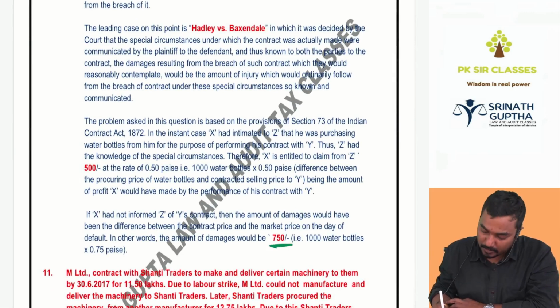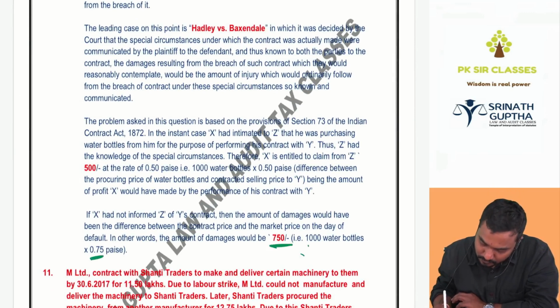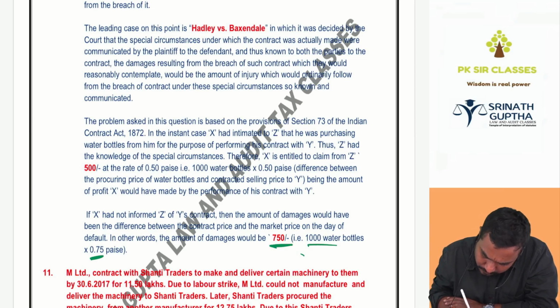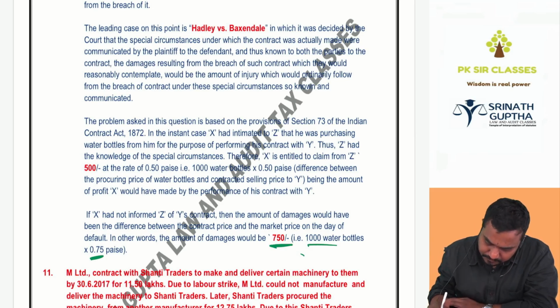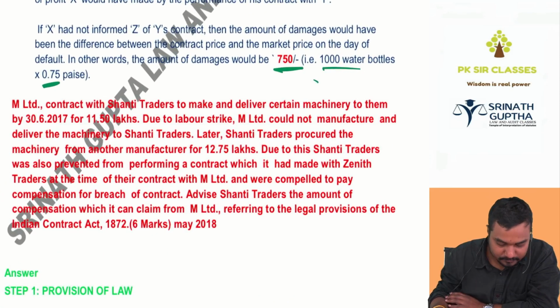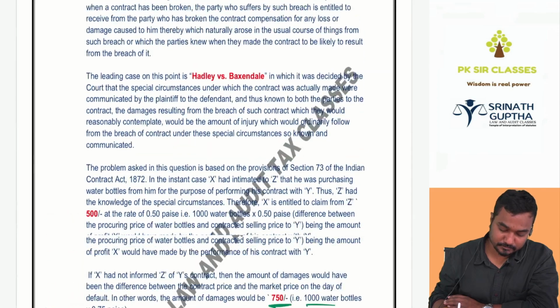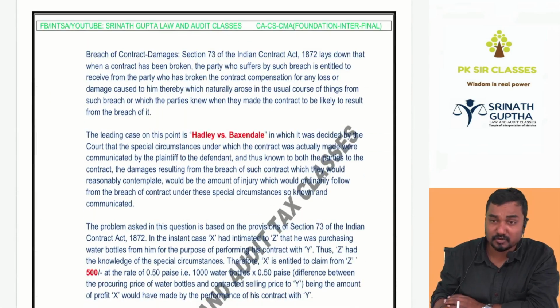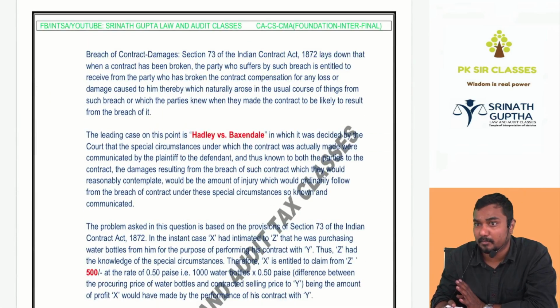750 into how many bottles? 1.5 into 1000 bottles. Clear? Same question, beta. This question came nearly 10 to 15 times.